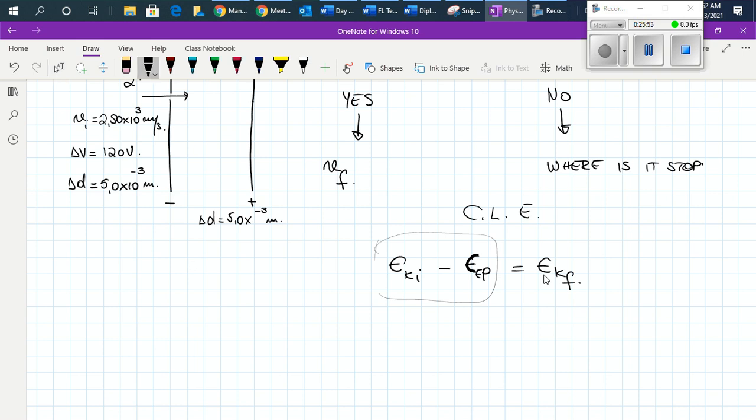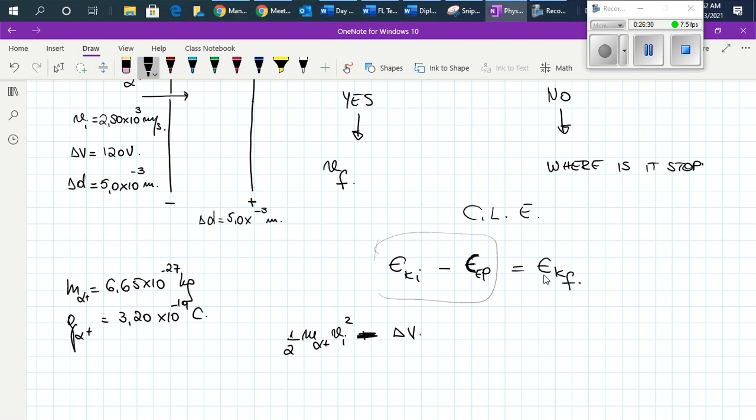So the mass of the alpha particle is 6.65 times 10 to the power of negative 27 kilograms, and the charge of the alpha particle is 3.20 times 10 to the power of negative 19 coulombs. So what we will have in this case is the left side will be 1/2 mass of alpha particle, initial velocity squared, minus delta V, which in our case is 120, times charge of alpha particle.